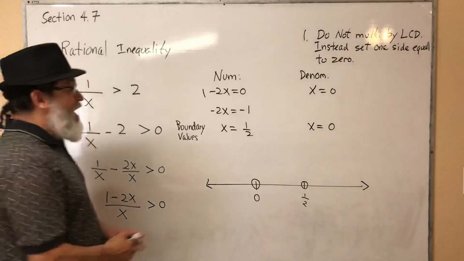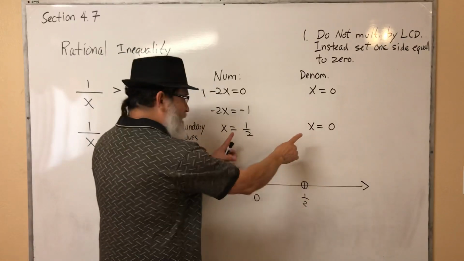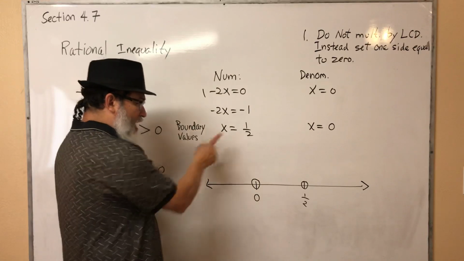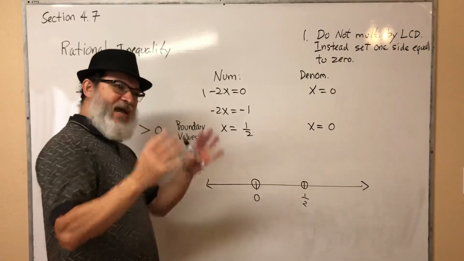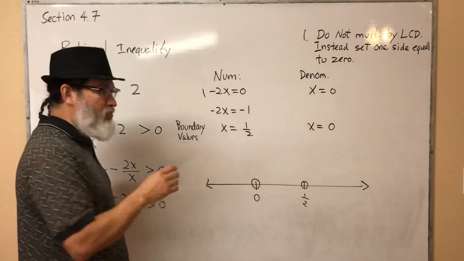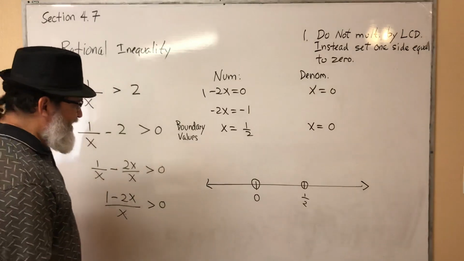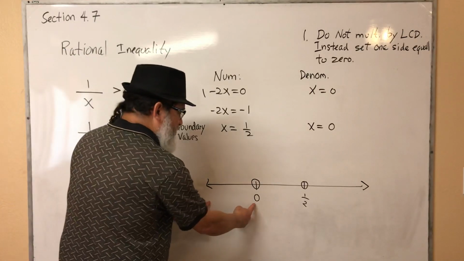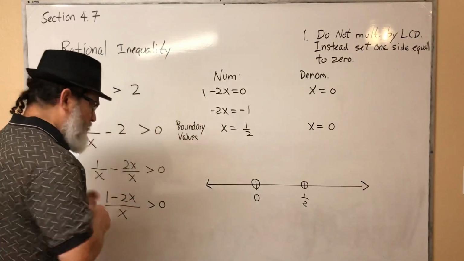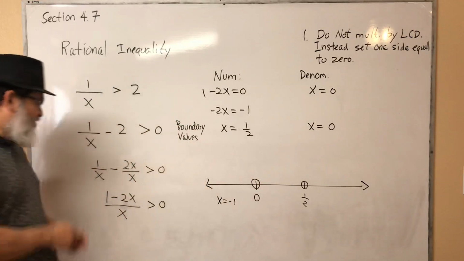You have to make sure also that you write these 2 boundary values correctly. Half is to the right of 0, and that's the way it has to go. If you put it to the left, you're going to make a big mistake when you try to check each region. All right. What value can I pick from this region? Try negative 1. X equals negative 1. Plug it in there.